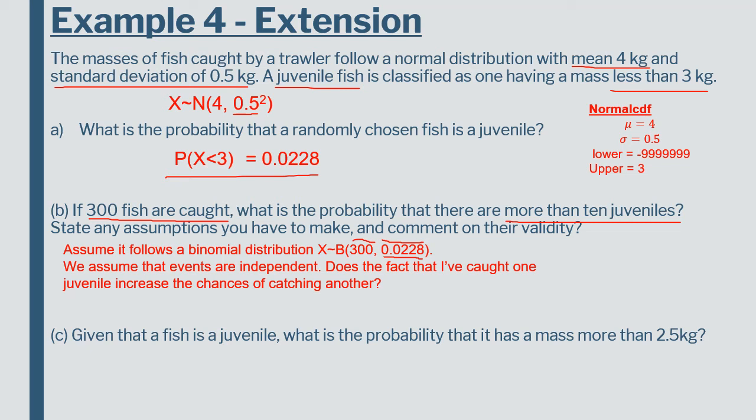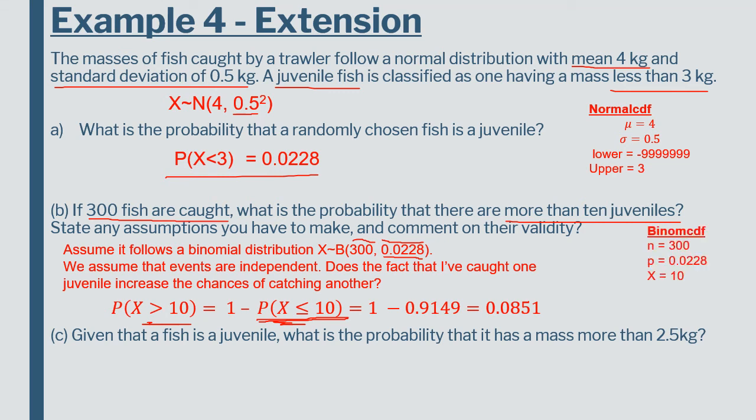But moving on, what we want to do is work out the probability of X being more than 10. Now remember from AS, we need to have less than or equal to in order to use our calculator. So greater than 10 is the same as 1 minus less than or equal to 10. The opposite of this here is this here. I'm doing binomial CDF, right? This works out less than or equal to on our calculator. N is 300, P is that, and X is the 10. Those are the figures and should end up as 0.0851.